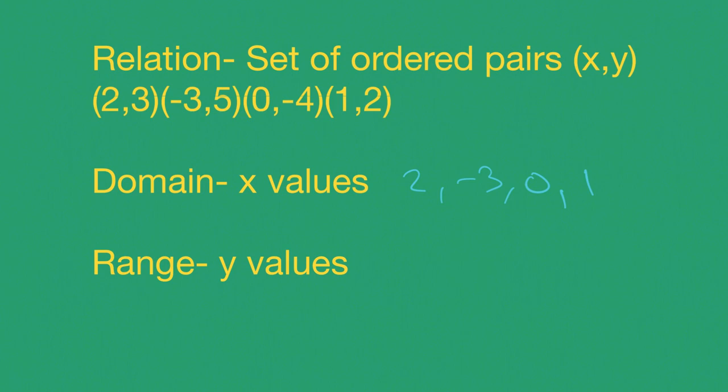What would be the range values? 3, 5, negative 4, and 2. Very good. Okay? List the domain and the range of the relation. X and Y values. It's that easy. Okay? Any questions here? Everybody good with that? Yes, sir. Domain and range. I'm still writing range. Okay?